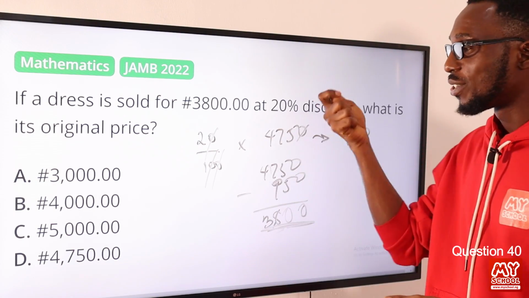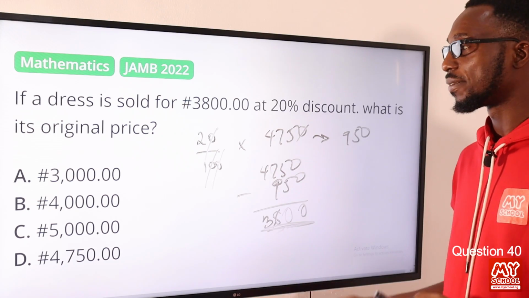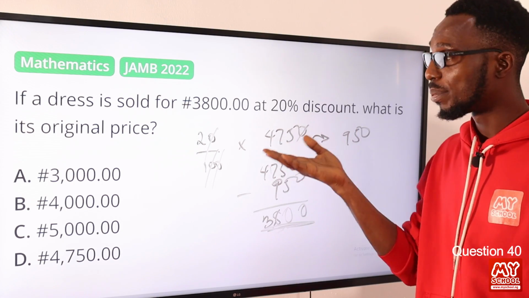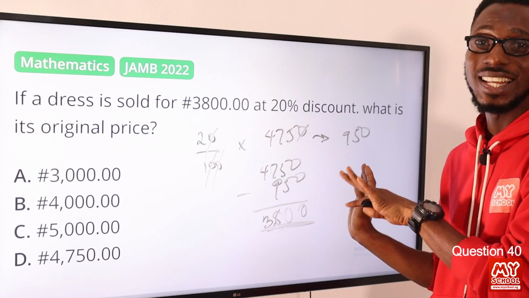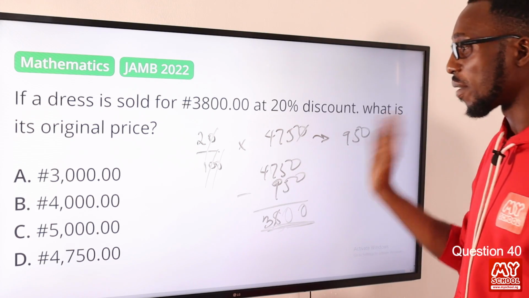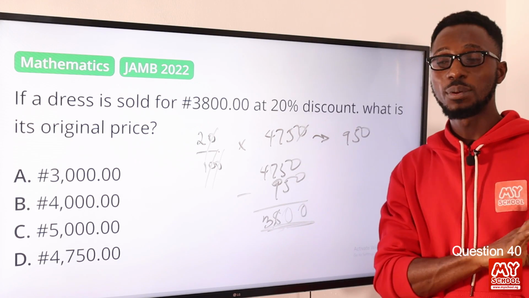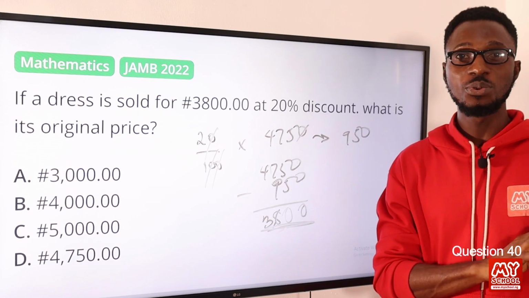So you can see that the original price is actually 4,750, then the discount that the person got. So basically it's another step for you to be able to solve this question. Like I said, we have provided another step on the Myschool website.